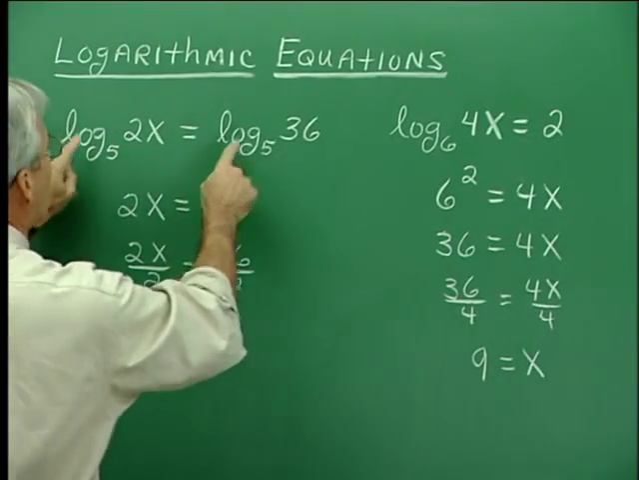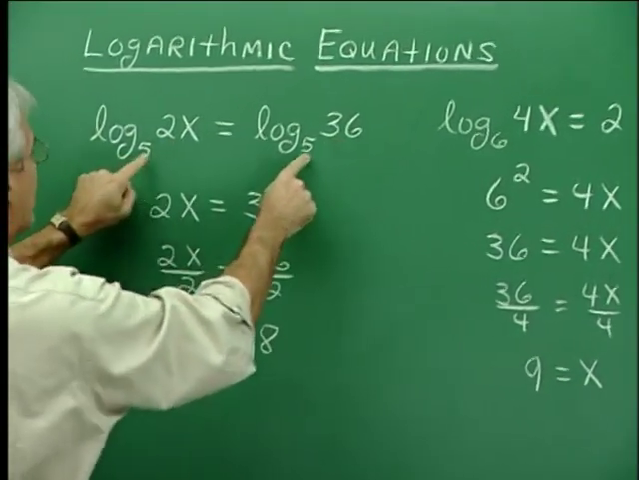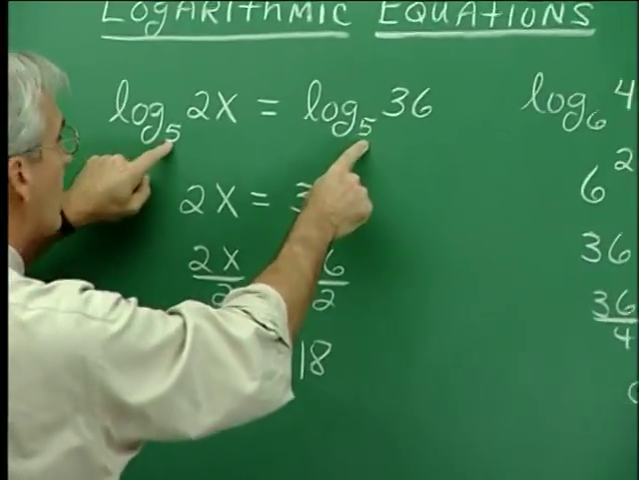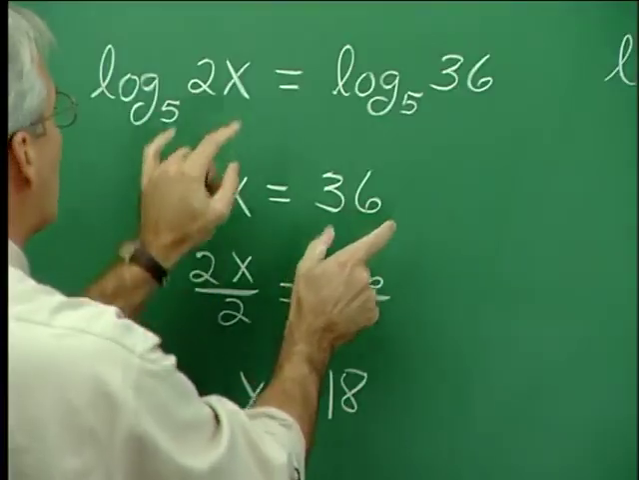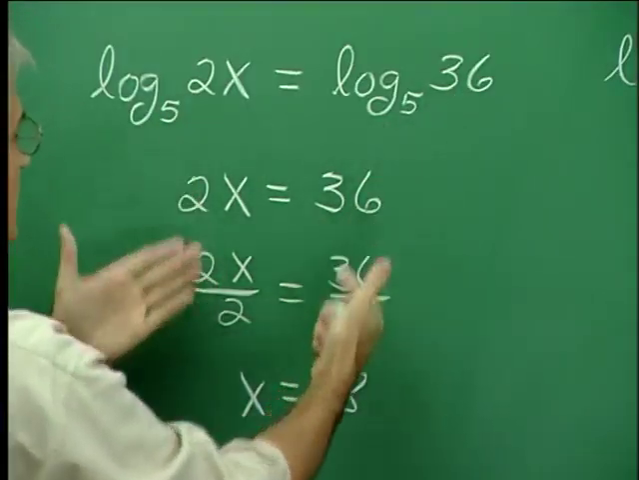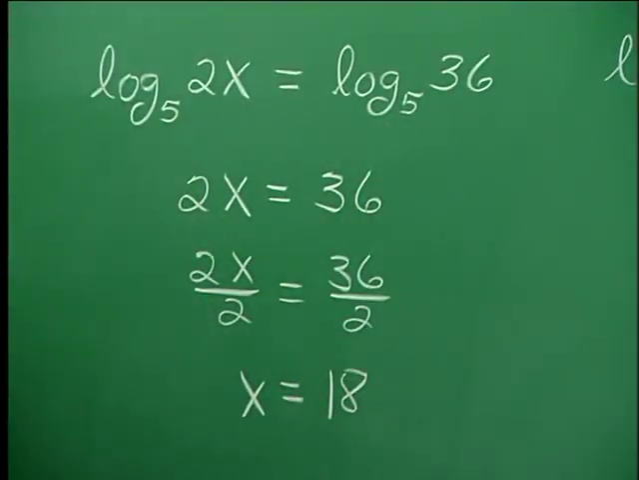Okay, when we have the logarithm of a quantity on both sides and the bases are alike, and that'll pretty much always be the case, we can just set these two values equal to one another. So we just set 2x equal to 36 and solve the equation to find x to be 18.